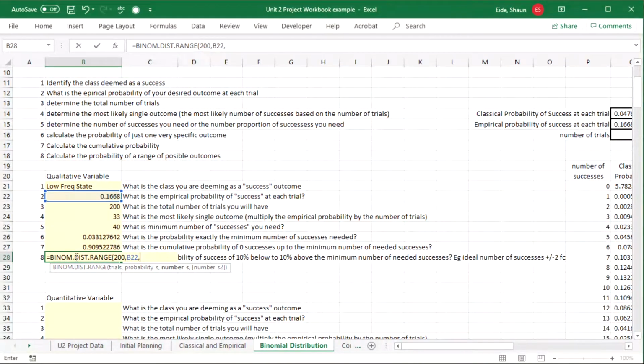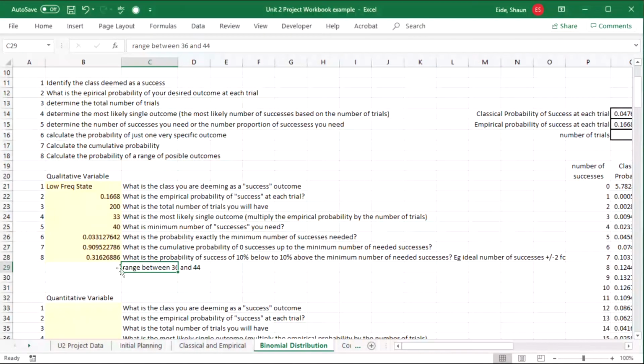And then the number of successes, the first one is going to be the lower value. So that's going to be 36, which is 10% below. And then the upper one is going to be 44, which is 10% above. And what that says is there is a 31.6% probability that it is going to fall between 36 and 44, that there will be between 36 to 44 states that are low frequency states in that sample.